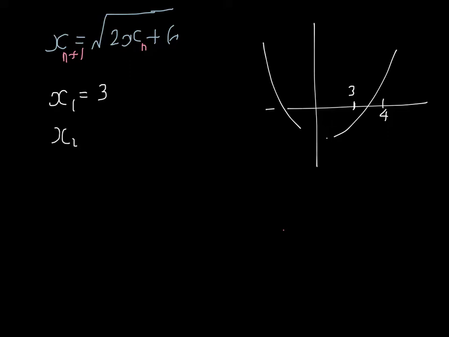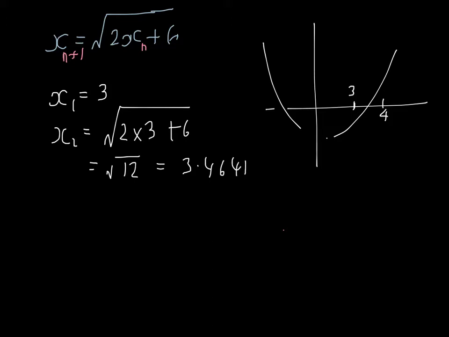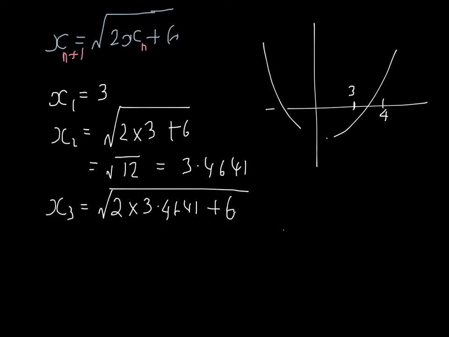So it makes sense to me to start off with our x1 term being 3. Okay, so x2 is going to be the square root of 2 times x1, which is 3, plus 6. So that will be the square root of 12, which is 3.4641 to 4 decimal places. So then to generate x3, we're going to put in that answer, so 2 times 3.4641 plus 6, obviously I'll keep the full accuracy in my calculator, square root that answer, and we get 3.5956.